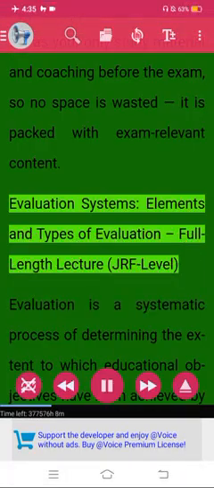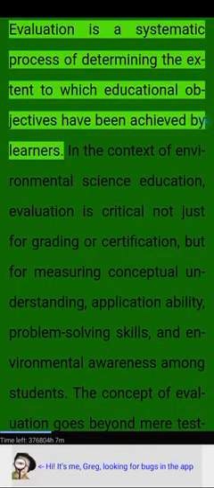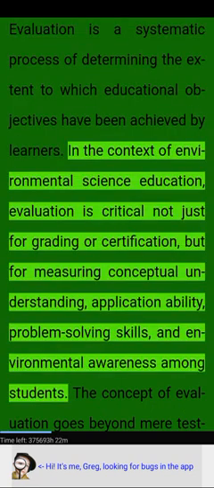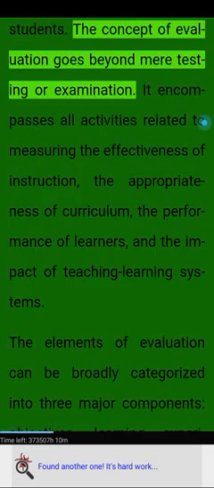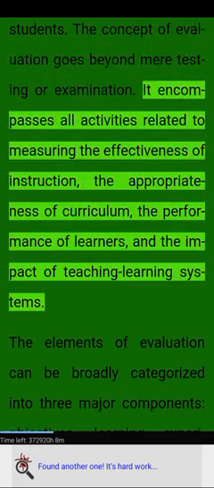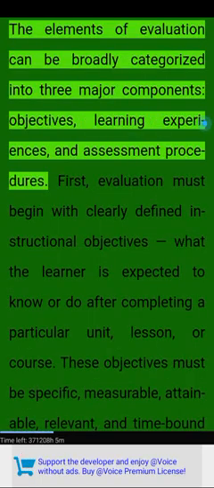Evaluation systems, elements and types of evaluation, full-length lecture, JRF level. Evaluation is a systematic process of determining the extent to which educational objectives have been achieved by learners. In the context of environmental science education, evaluation is critical not just for grading or certification, but for measuring conceptual understanding, application ability, problem-solving skills, and environmental awareness among students. The concept of evaluation goes beyond mere testing or examination. It encompasses all activities related to measuring the effectiveness of instruction, the appropriateness of curriculum, the performance of learners, and the impact of teaching learning systems.